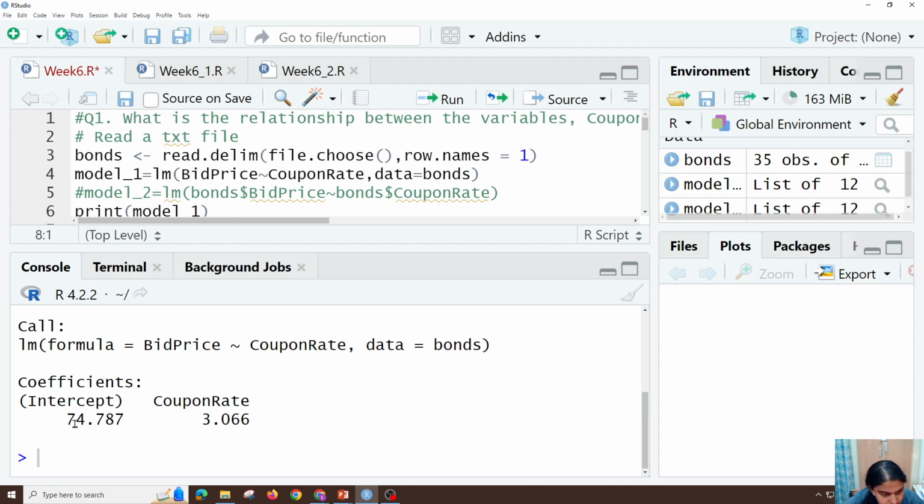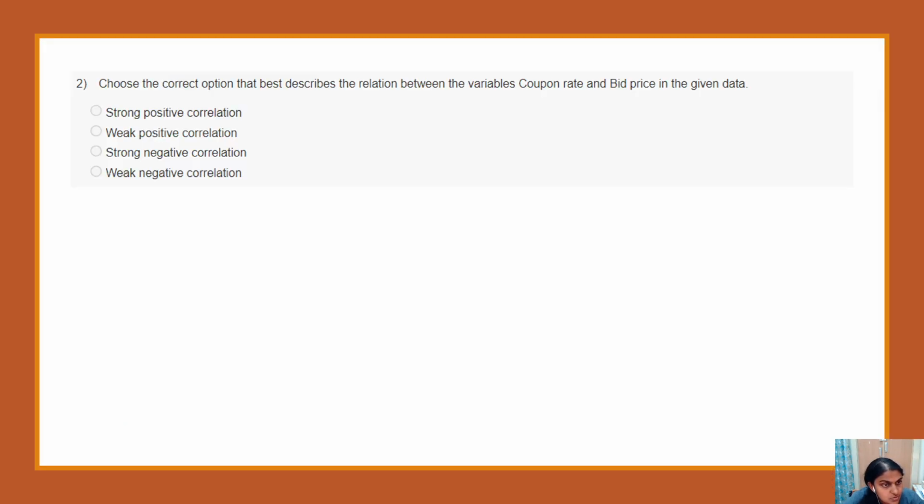Because you have got here 74.787 plus 3.066 into coupon rate. So from this itself you can see how it is related. Is it a positive or a negative correlation? One has put A, one has put C. So right now what we have got is bid price equal to, instead of beta naught, 74.787 or so, plus 3.066 into coupon rate.